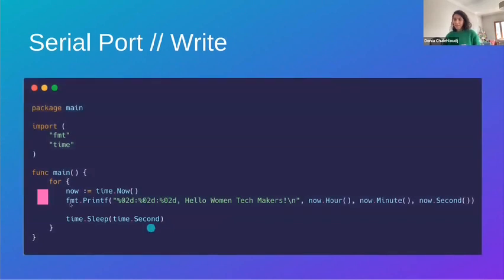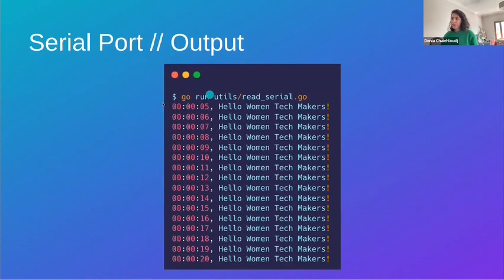So in pink here, you can see this is the main part that we want to see. So the expected output will be there. We run the program with go run. So we build and run the code called readserial.go that will read line by line the output from the serial port. And we can see that every second, we say hello to the Women Techmakers.